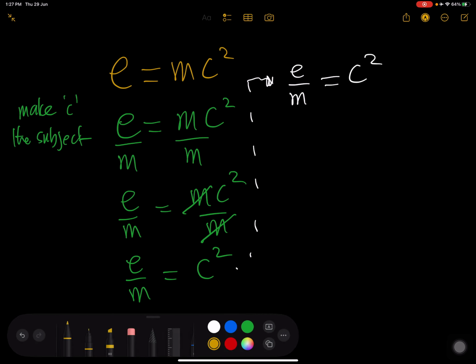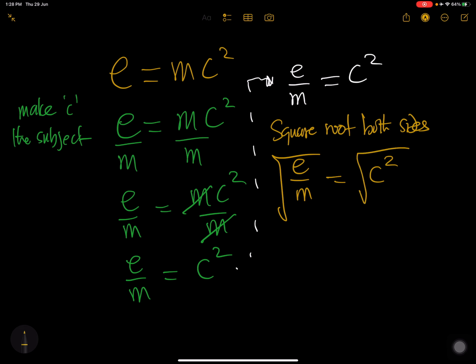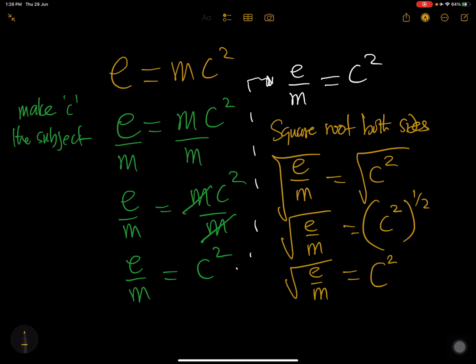Basically, we are going to take the square root of both sides. So we're going to have the square root of E over M is equal to the square root of C squared. The inside is C squared, and the square root is a half. Don't forget that. You get the square root of E over M is equal to C squared to the power of a half.